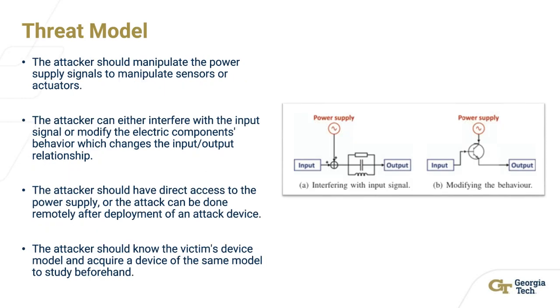The attacker needs access to the power supply in order to inject malicious signals. Two possible attack methods are direct interference with the input power signal or manipulating the internal components to alter behavior and change the input-output relationship. The attacker must know the target device model and obtain an identical one in order to study its vulnerabilities before launching the attack and predict its output.